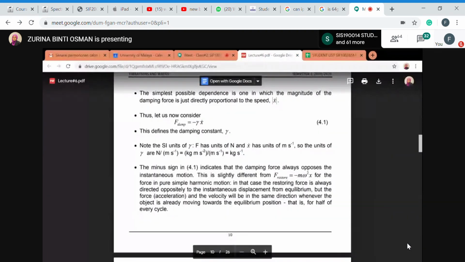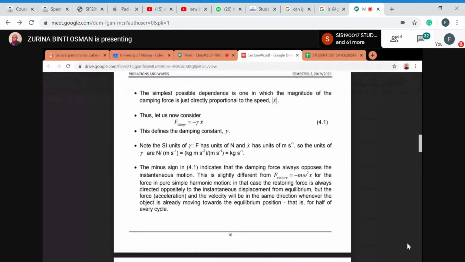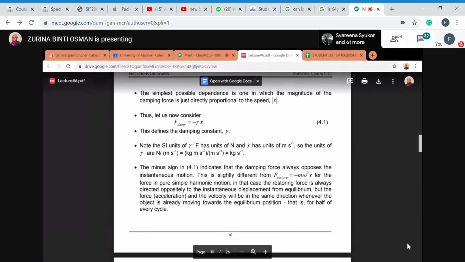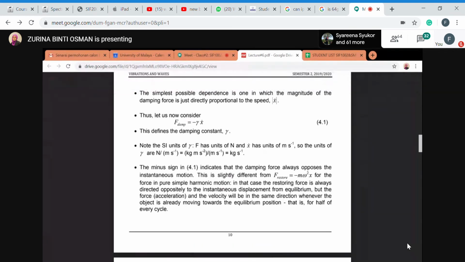Here gamma is the damping constant. For its unit, F has a unit of Newton, and x dot, the velocity, has the unit of meter per second, so the unit of gamma is Newton per meter per second, which is normally given in terms of kilogram per second.